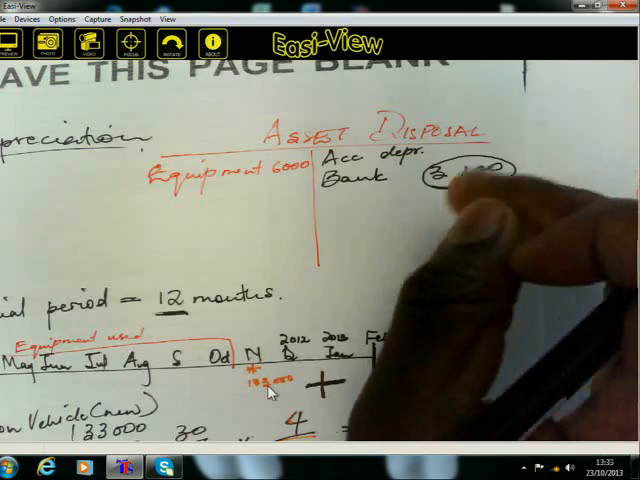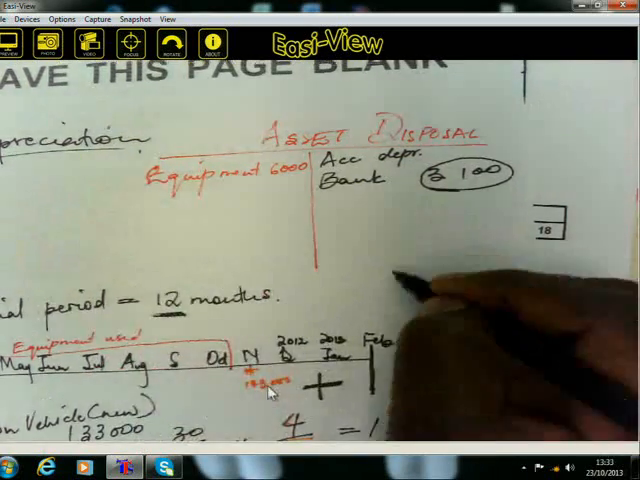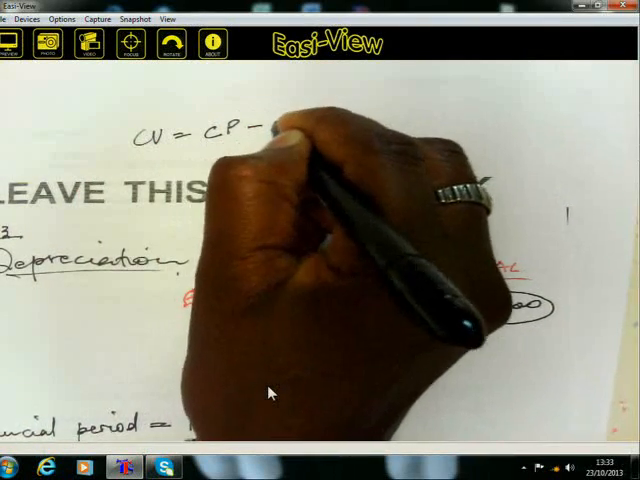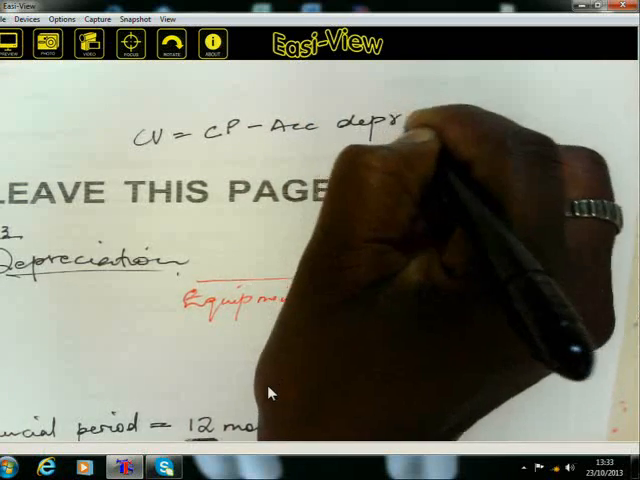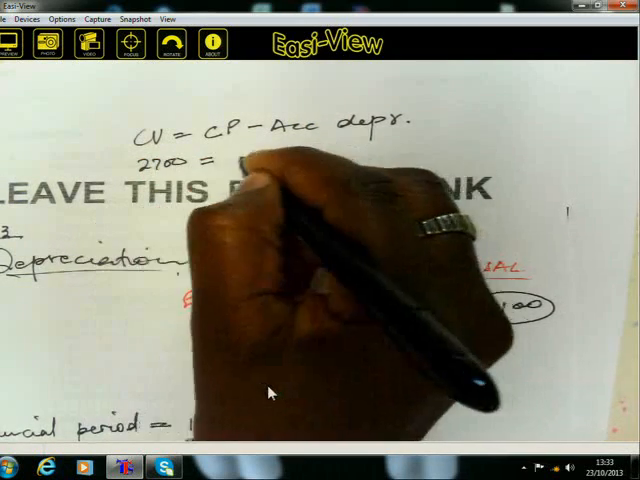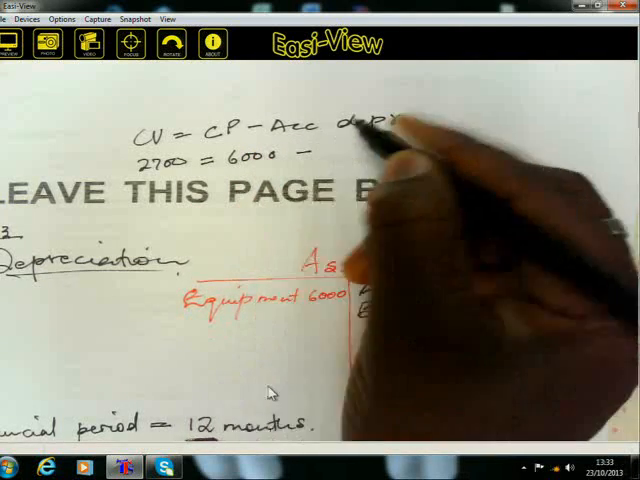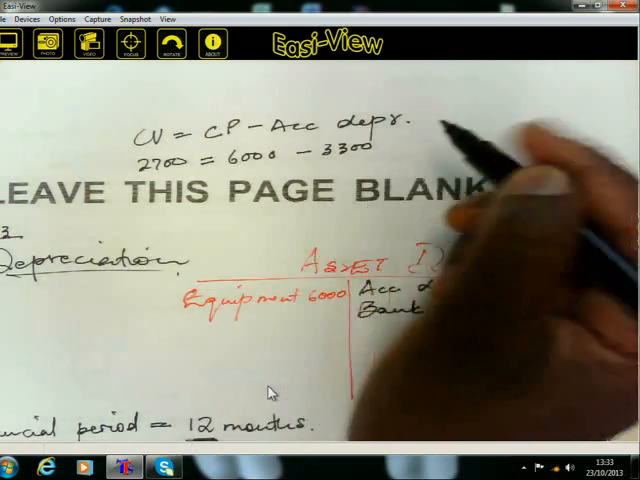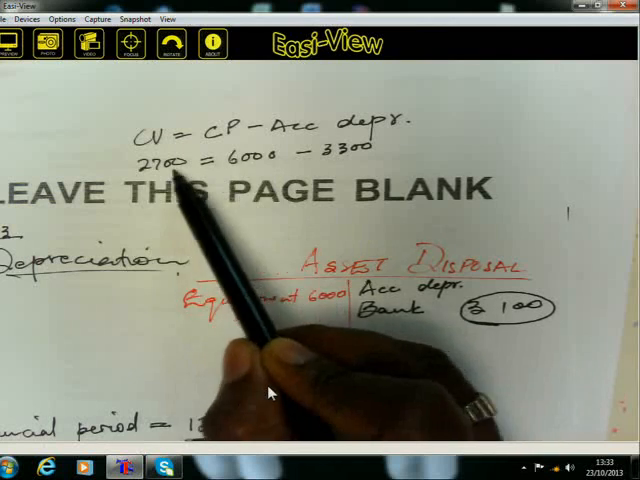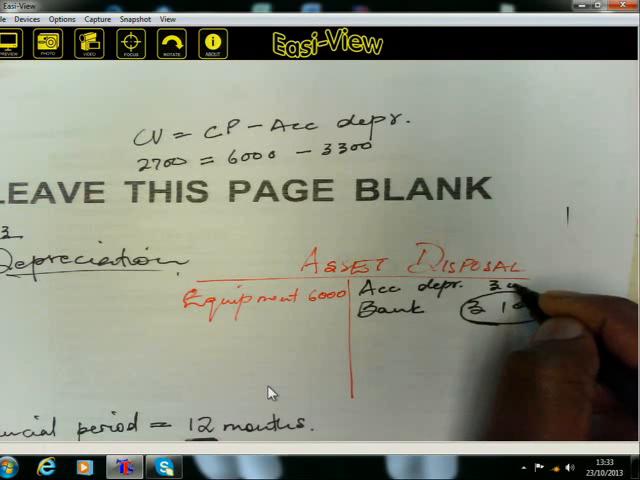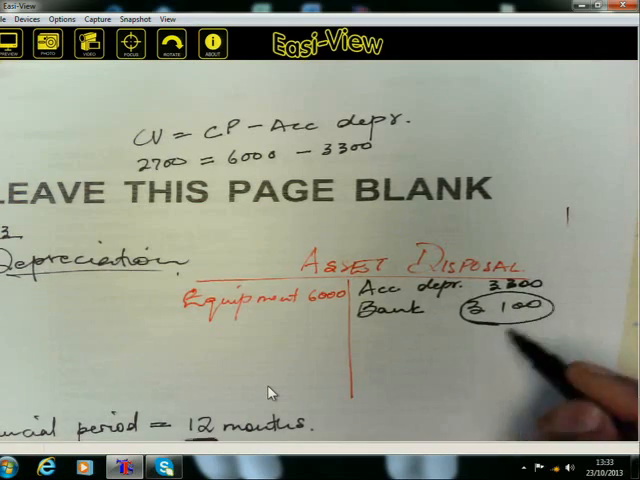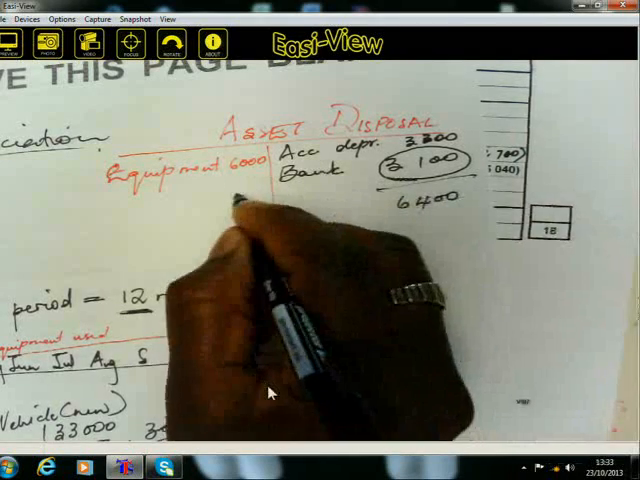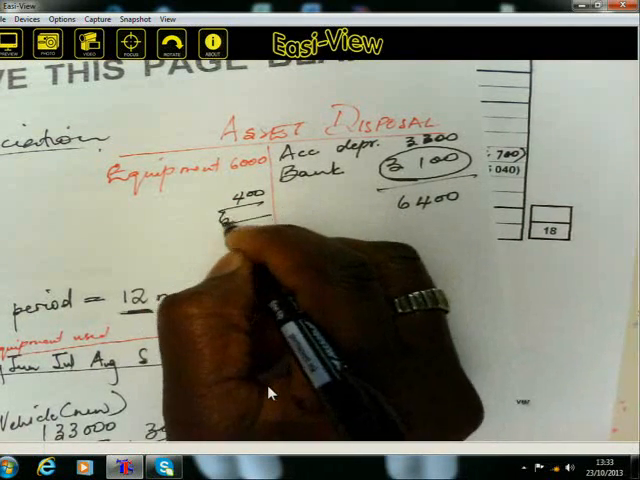We are supposed to get 2,700, remember. Because if they say the carrying value, remember we said the carrying value equals the cost price less the accumulated depreciation. So it says the carrying value is 2,700, the cost price is 6,000. Then how much is the accumulated depreciation? That means it is 3,300. 6,000 minus 2,700, then the accumulated depreciation is 3,300. Then the total for this account will make 6,400. That means we have an extra 400.